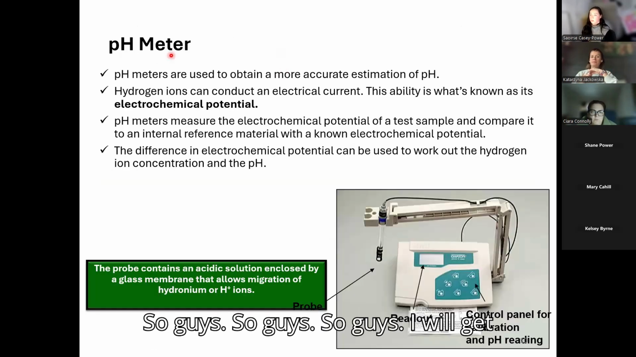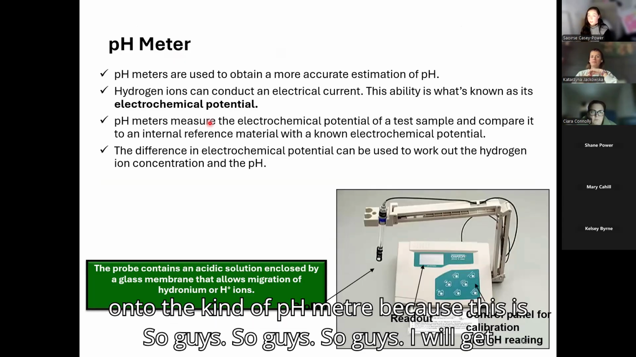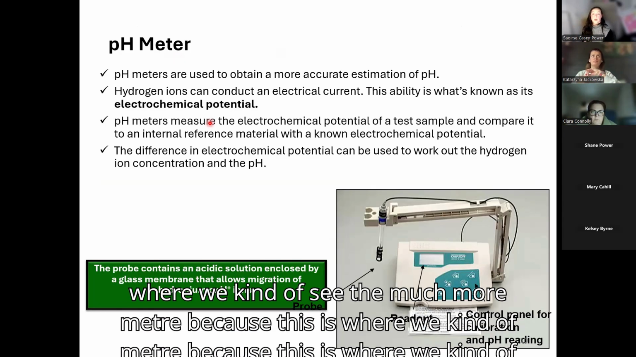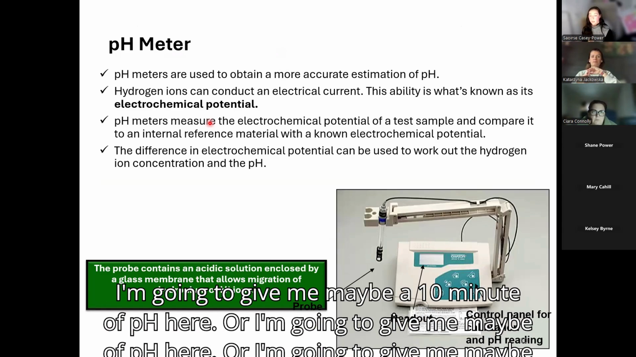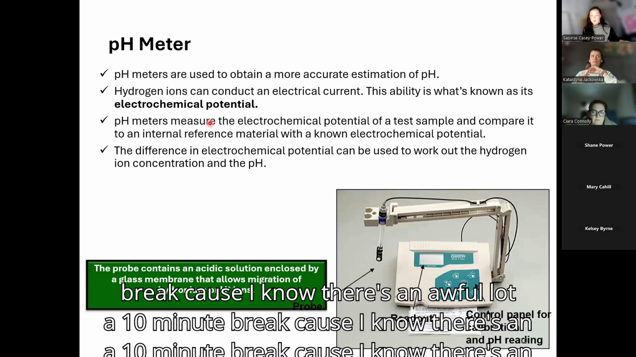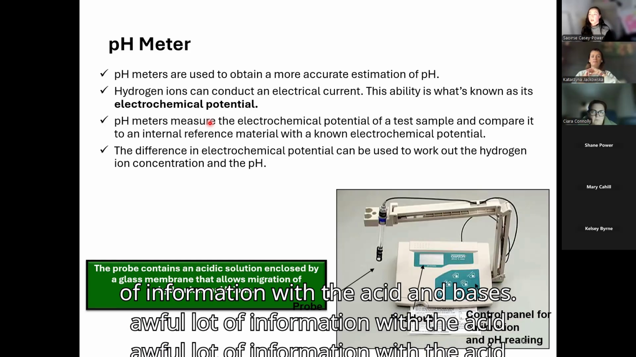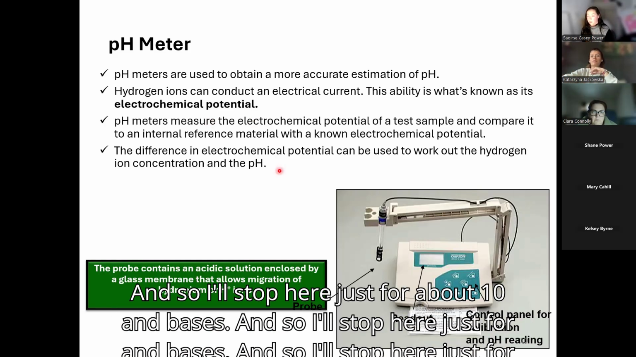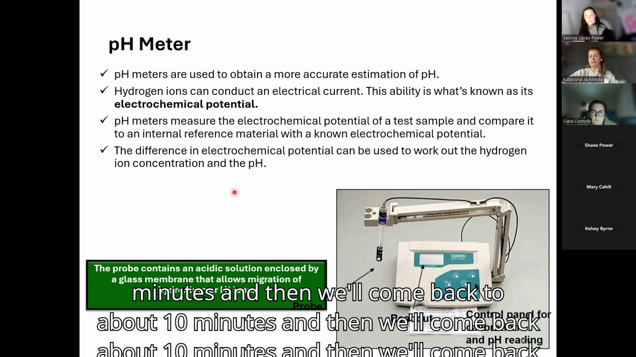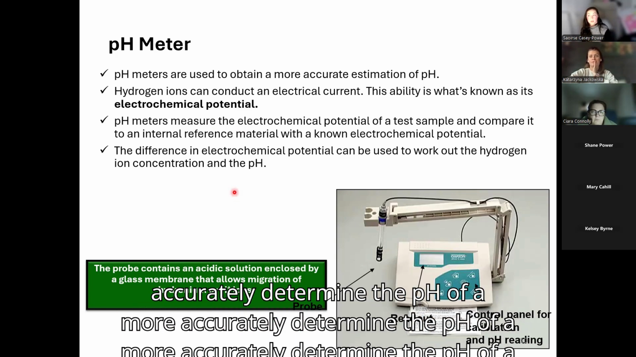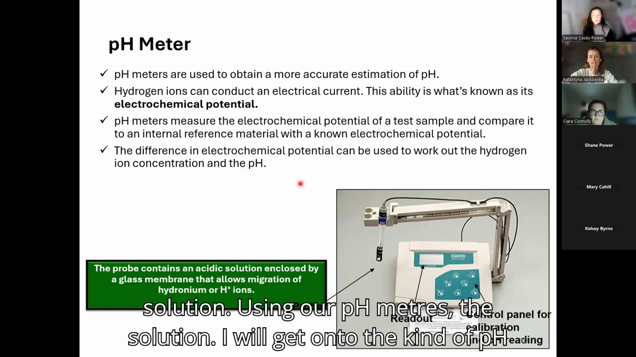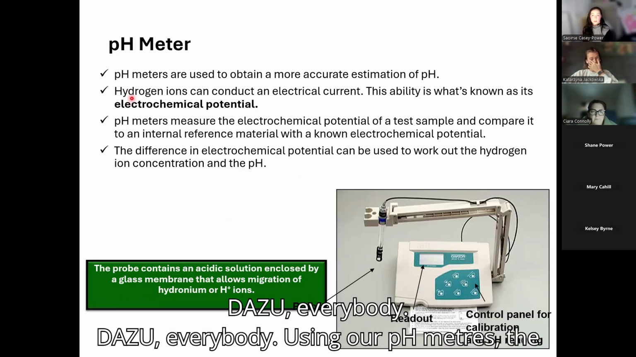So guys, I will get onto the pH meter because this is where we see a much more accurate representation of the pH. But I'm going to give you maybe a 10-minute break because I know there's an awful lot of information with the acids and bases. So I'll stop here for about 10 minutes and then we'll come back to it and we'll discuss how we'd more accurately determine the pH of a solution using our pH meters. Does that suit everybody?